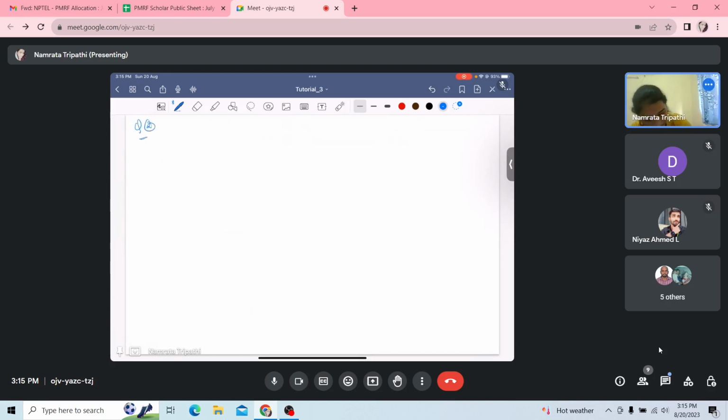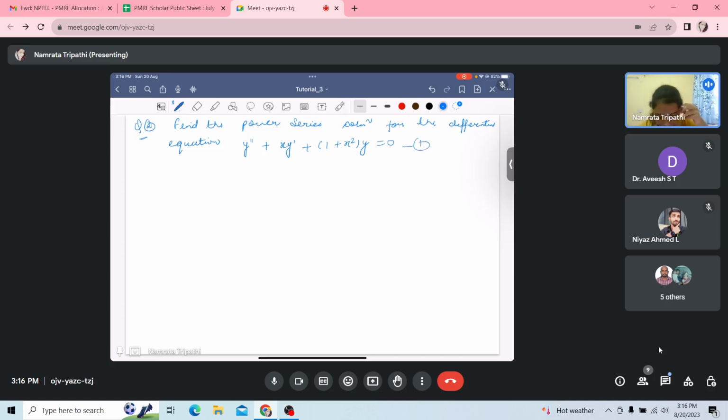Question number 2 is: find the power series solution for the differential equation y double derivative plus x y derivative plus (1 plus x square) y equals 0. So you have to calculate the power series solution for the given differential equation. First of all, tell me what is the regular point here?